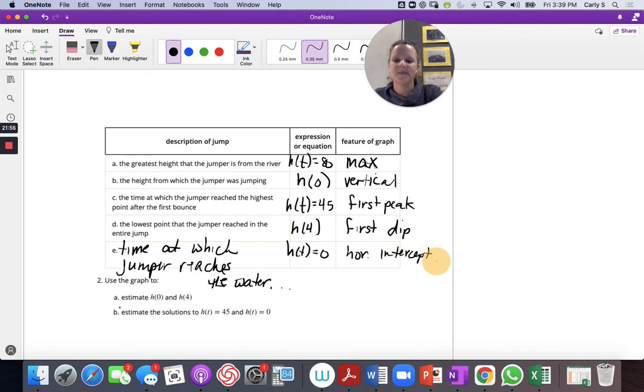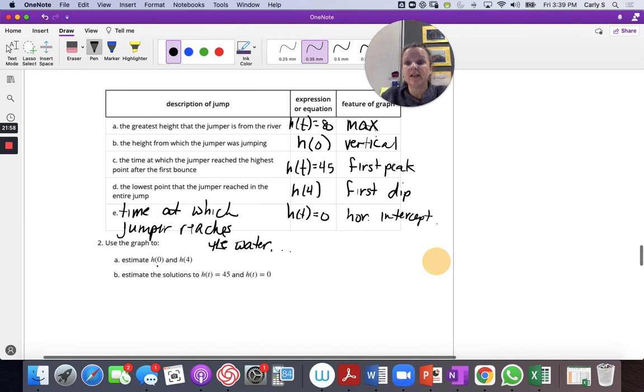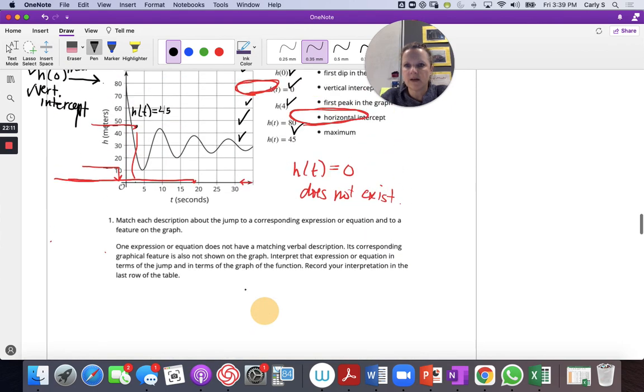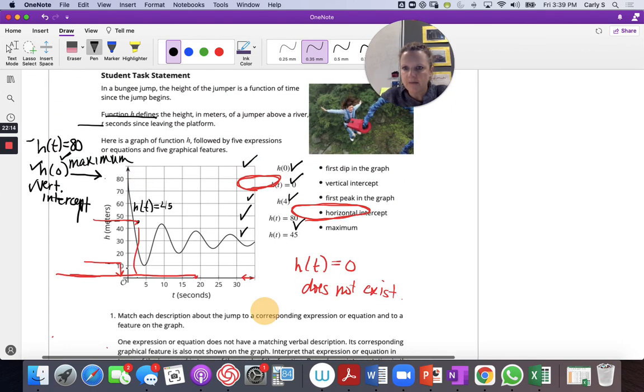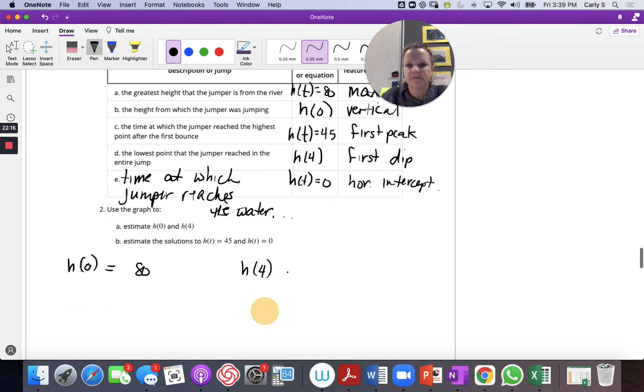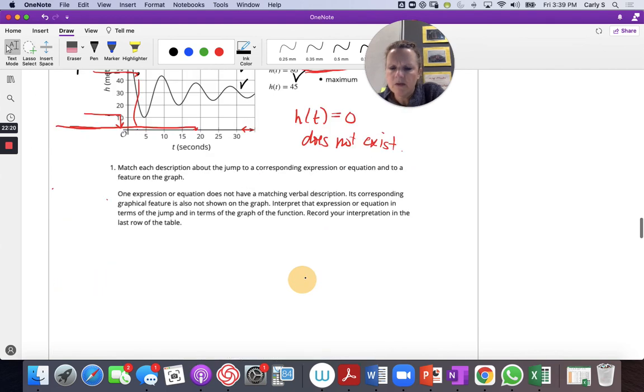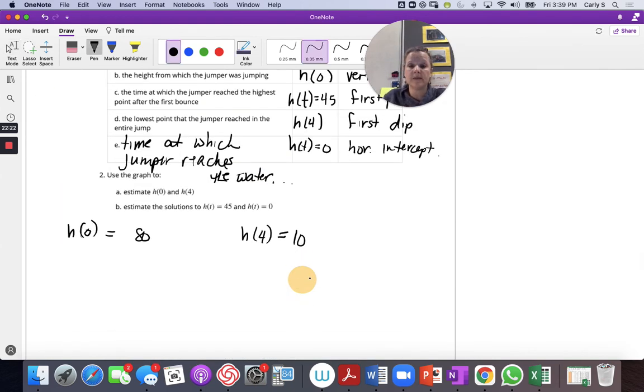Not a good thing. All right, now use the graph to estimate h of 0, time equals 0, and h of 4. We already did h of 0. So at time equals 0, it's at its maximum, it's 80. And then h of 4, that's at time equals 4, and I believe we're at our minimum. Yep, we're at 10. So at 4 seconds, we are 10 meters above the river, and at 0 seconds, we're 80 meters above the river.